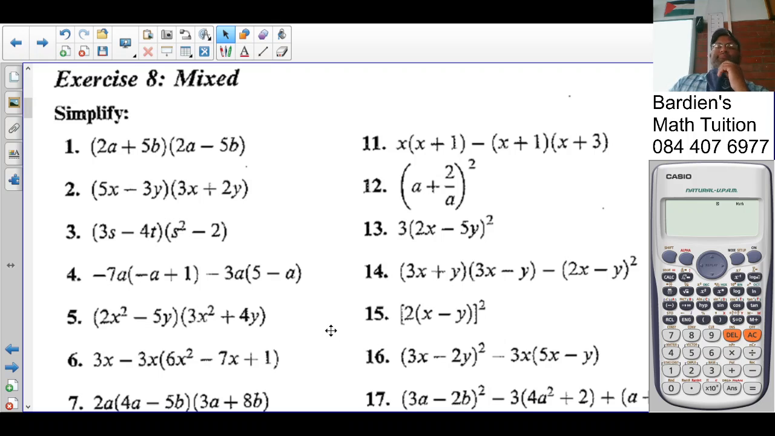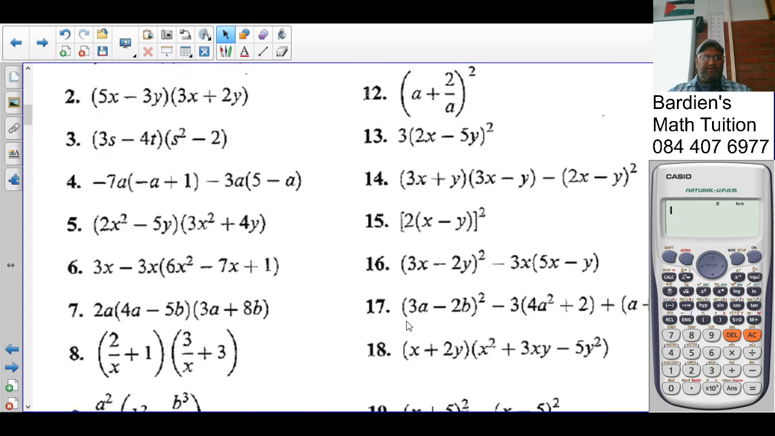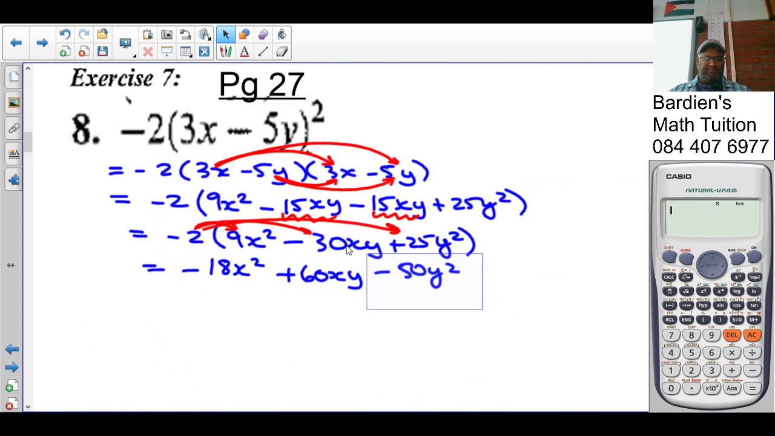Okay. So from exercise 8 on page 27. It says 8, page 27.